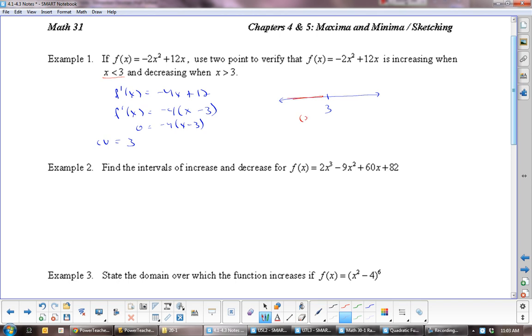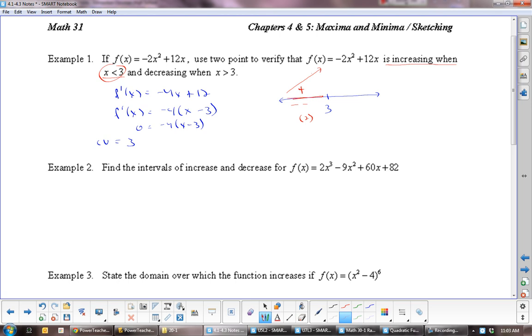So I'm going to pick 2. Now, if you plug in 2 here, so I use this. Now first, you have your negative 4. So you have negative, and then when you put 2 in here, 2 minus 3, positive or negative? Negative. So you have a negative times a negative. That is positive. So is it increasing when x is less than 3? Yes. Okay? So it's doing this. The graph is doing this.